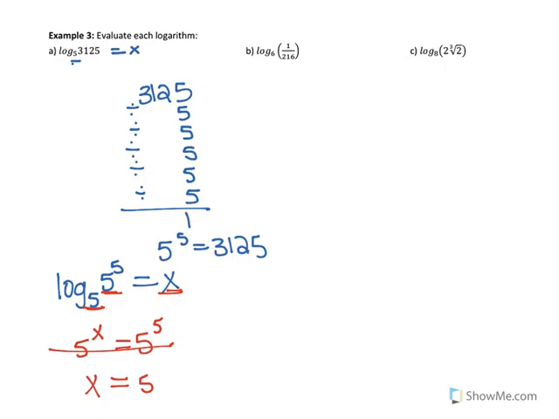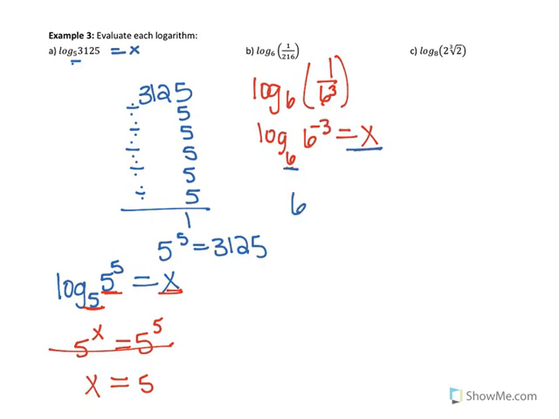For the next one, we're going to change that 216 to be 1 over 6 to the power of 3. I then can change it to be 6 to the power of negative 3. So we want to think about this as 6 to the power of what equals 6 to the negative 3. We can cancel our bases to show that it is negative 3.